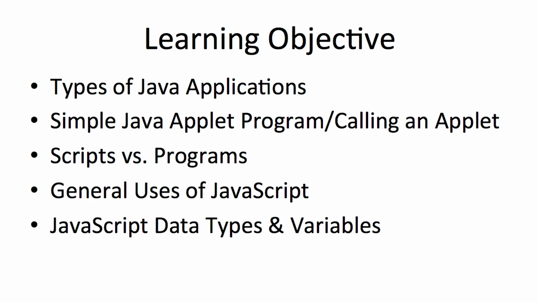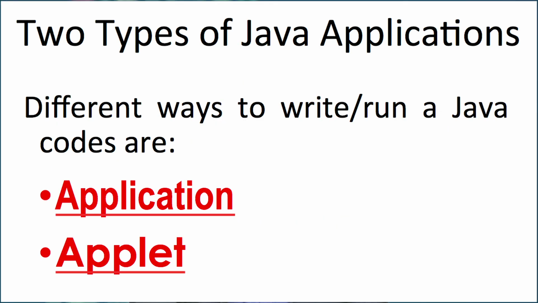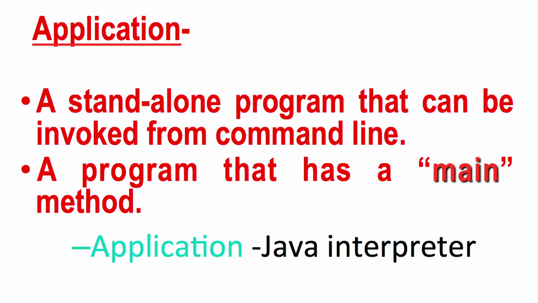So, first of all, there are two types of Java application. The different ways to write and run a Java code are application and applet. So, there are two programs. We can develop an application program of Java as well as an applet program of Java. Now, what is the difference between application and applet? First, we will take application.